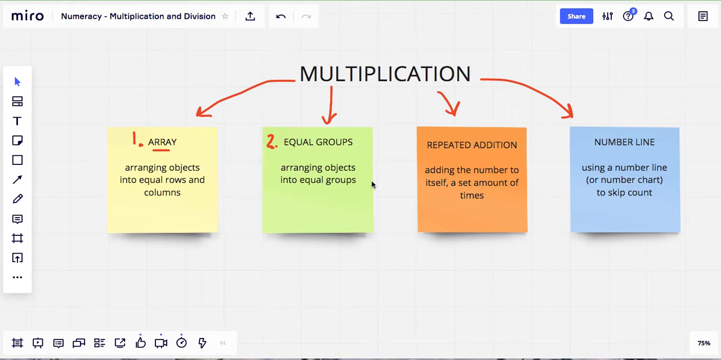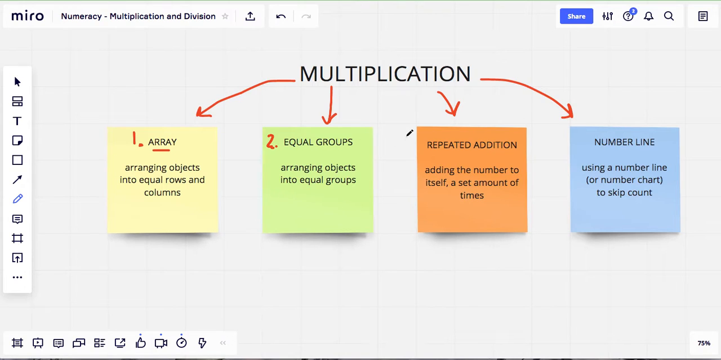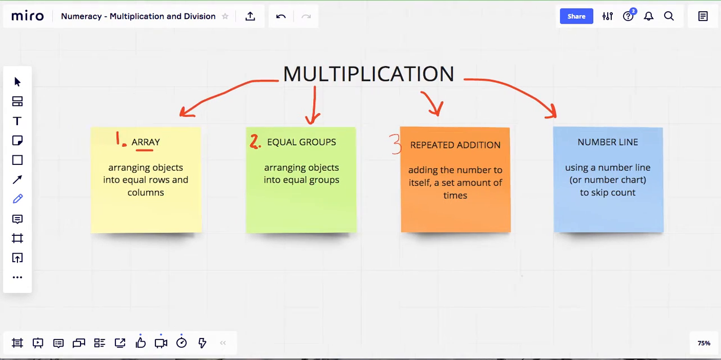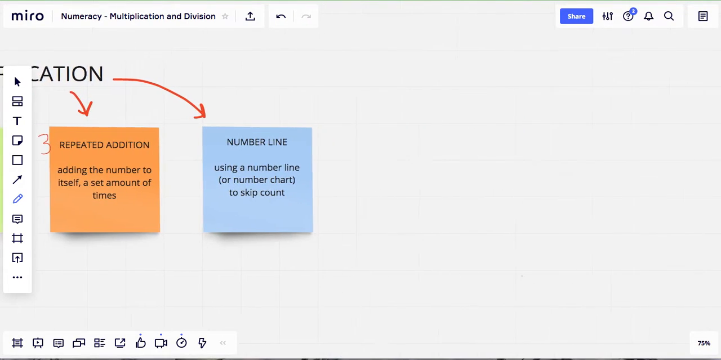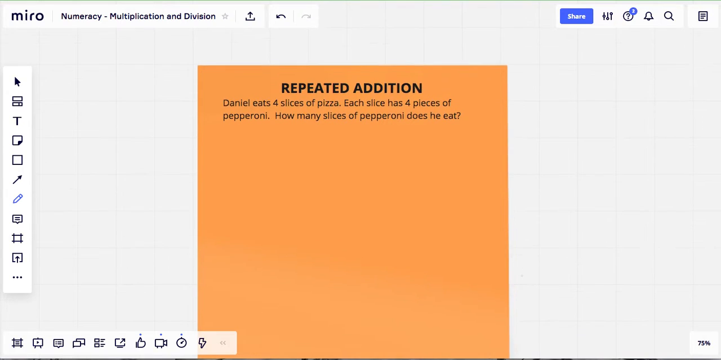Hi, boys and girls. Today, for our lesson on multiplication, we are going to look at repeated addition. Repeated addition is when we are adding the number to itself a set number of times. So let's go to our practice work for today and see how we can use repeated addition.